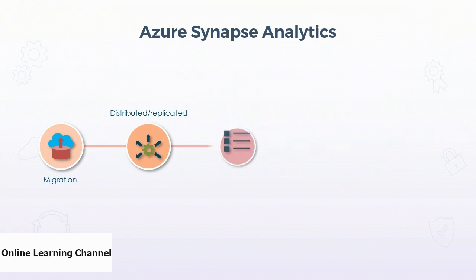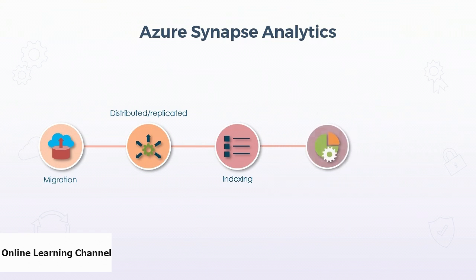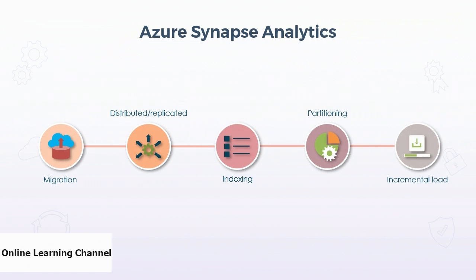Make sure to define meaningful indexes on your tables to optimize read performance. Partitioning can help with filter performance. And you want to take advantage of incremental load for performance. This means that when you ingest data into tables, you only ingest changes to the data, not the entire data set.